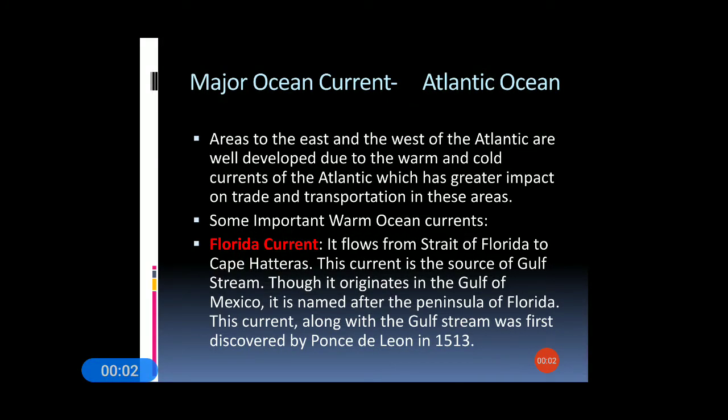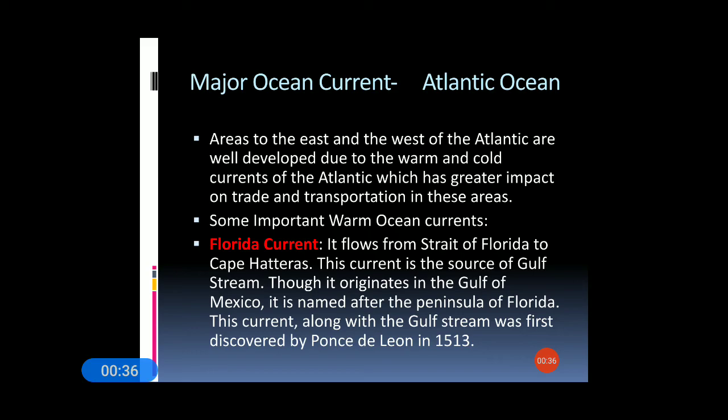Okay, students, in the last video we learned about the factors affecting the movement of ocean currents. So in this video we'll be learning about some major ocean currents of the Atlantic Ocean and Pacific Ocean. Although there are other ocean currents in other seas and oceans, we'll be discussing only the Atlantic Ocean and Pacific Ocean. So here we'll be discussing the warm currents and the cold currents of the Pacific and the Atlantic Oceans.